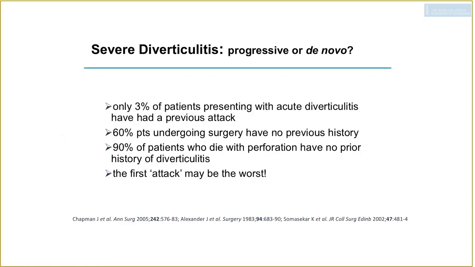And indeed, only 3% of patients may have had a previous attack, but look at the subsequent data there. 60%, nearly two thirds of patients having surgery have had no previous history. And 90% of patients who die with a perforation, in other words the worst group, have had no previous history of diverticulitis.